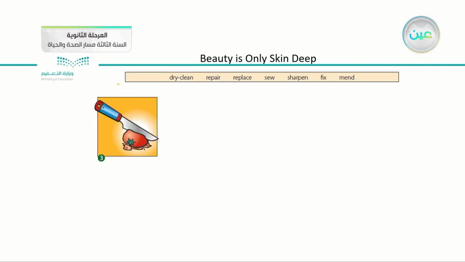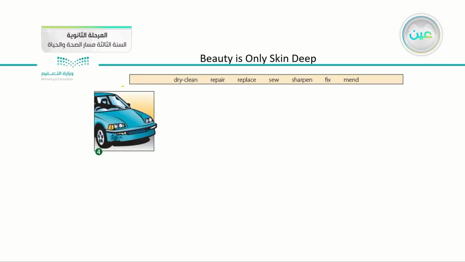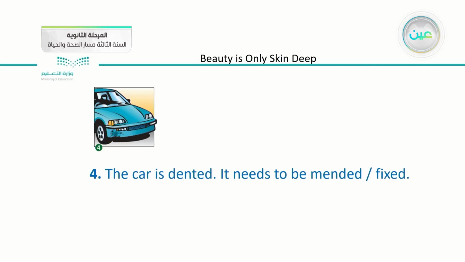After that, we have number 3. We have a knife and a tomato, and a knife that isn't able to cut the tomato. So what's the problem? The knife is blunt. It needs to be sharpened. Number 4, we have a car that is hit from this side. So what's the problem? The car is dented. It needs to be mended or fixed.